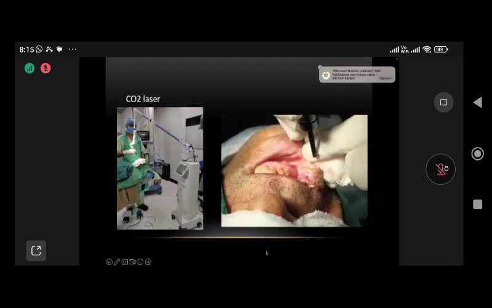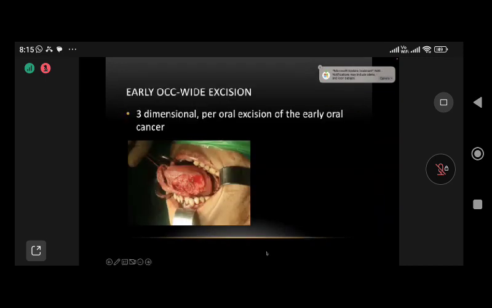Now, coming to the next surgery that's performed for early cancers, and that's called a wide excision. This is again a three-dimensional per oral excision of an early oral cancer. So you can see this is a slightly bigger tumor, but you have taken a three-dimensional wide excision of this tumor.